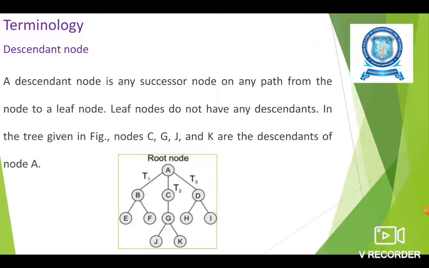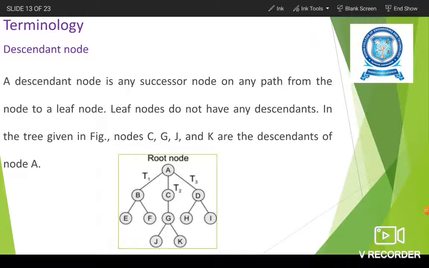Just the opposite is a descendant node. It is any successor node on any path from the node to the leaf. Here the leaf nodes won't contain any descendants. In the given tree, the nodes C, G, J, K all are the descendants of node A. Similarly, the descendants of node D are H and I.